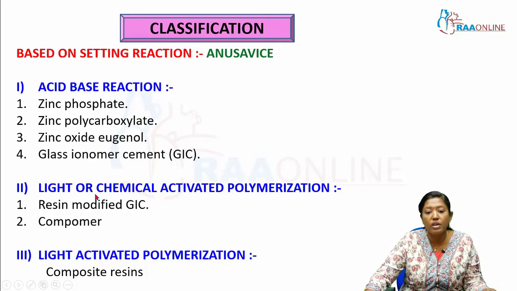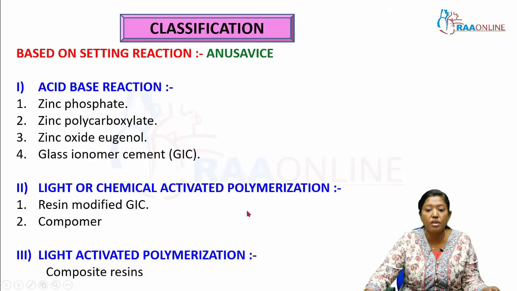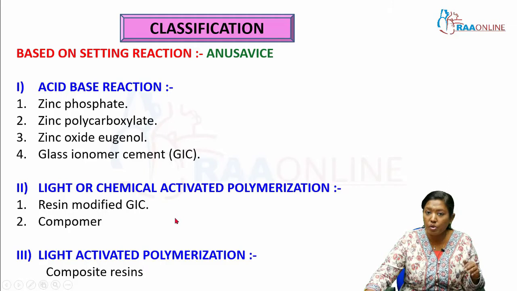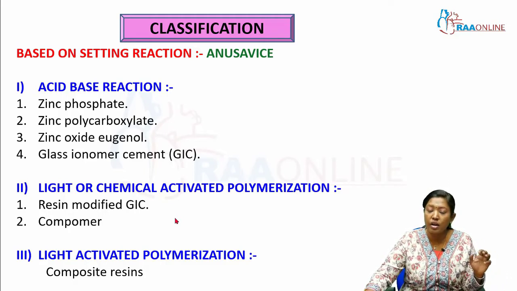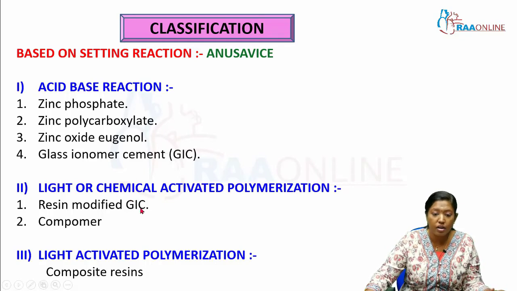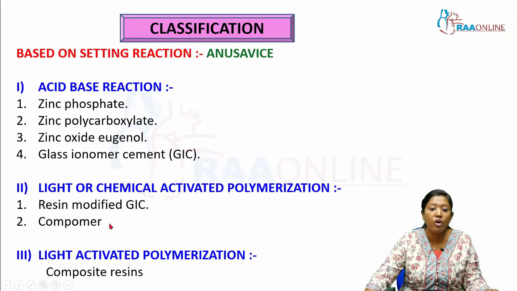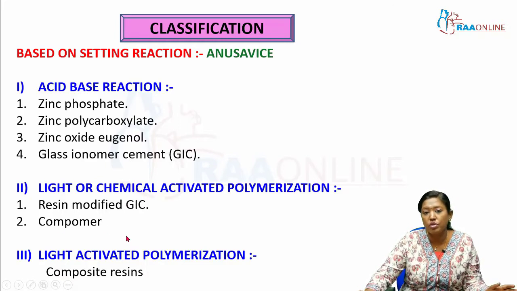Then you have the chemical or light activated polymerization, that is, you have to show either chemical or light. Some materials will be available as a base paste and a catalyst paste. You mix both together, so it sets by a self-cure reaction. Additionally, you can show your light curing unit, your quartz tungsten halogen or your LED light curing unit, and you can polymerize it, or harden it. So based upon that, you have your resin modified glass ionomer cement. You also have your compomer. Compomer is nothing but a mixture of your composite and your GIC.